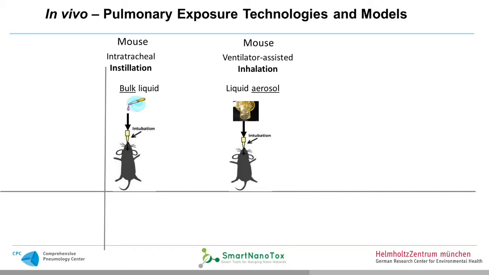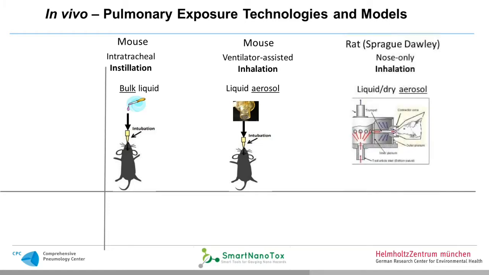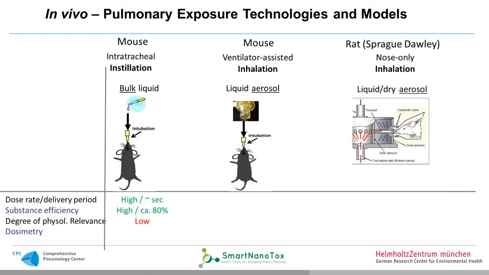This is also an intubated mouse, but instead of instilling just a bulk liquid, we aerosolize the liquid into the lung with the inhalation. And here's, of course, the gold standard, the nose-only inhalation. We all realize instillation is nice and quick, but it's not physiologically so relevant. While nose-only is very cumbersome, takes a lot of time and effort, but it's highly physiologically relevant. So we're stuck in between these two poles.